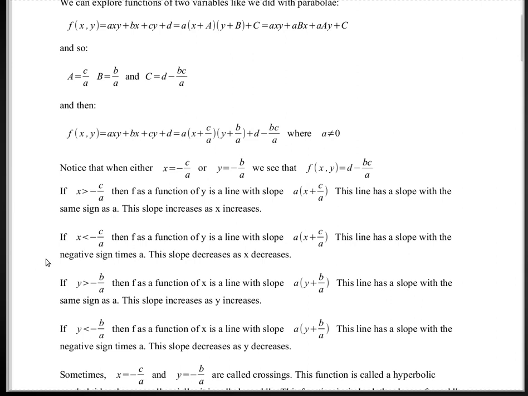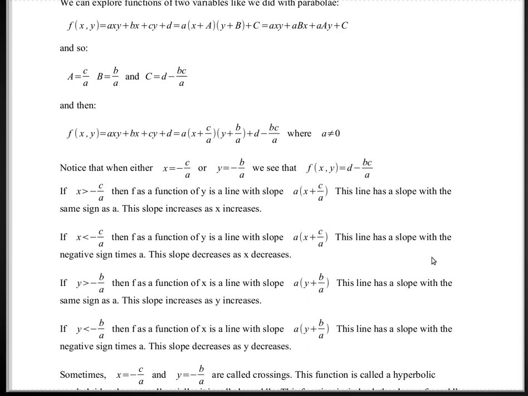On the other hand, we could think of a situation in which x is less than minus c over a. Okay. Well, then we get a slightly different picture. We get that this thing, now viewed as a function of y, has, again, this slope, but now because this piece is negative, this line has a slope that is the negative of whatever the value of a is here. So the slope decreases as x increases.